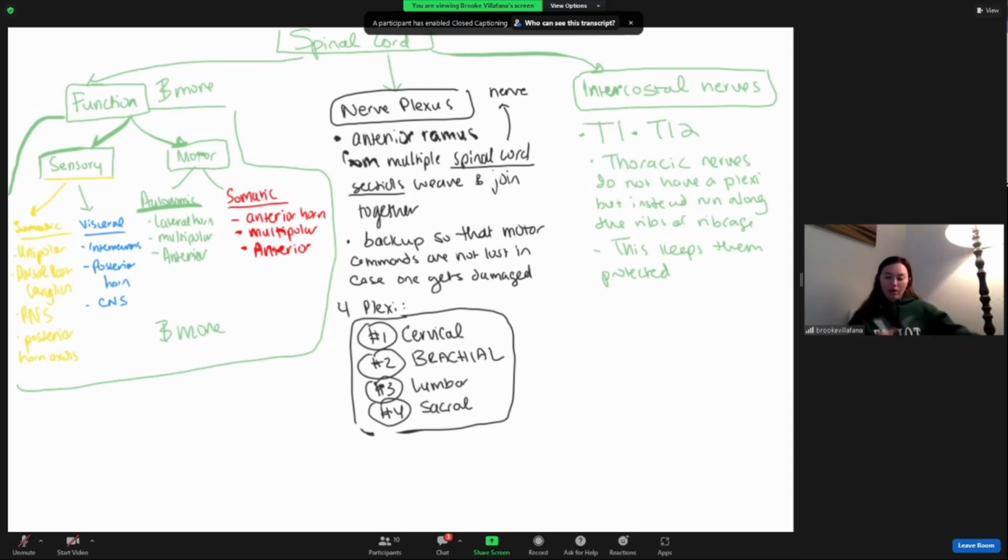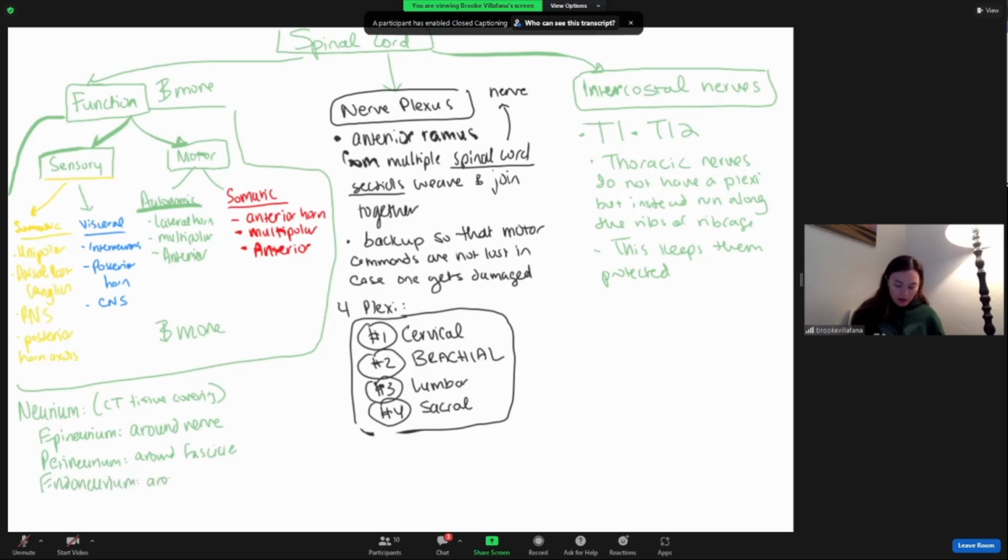Then we have our neurium. I feel like we already went over this. For some reason, it's seeming very familiar. Epineurium around the nerve. These are connective tissue coverings. Epineurium would go around the nerve. Perineurium would go around the fascicle. I feel like we definitely did this with nervous tissue, but I'll write it one more time. And then endoneurium would go around the axon. So I'm writing this really quickly because I'm pretty sure I already said that.